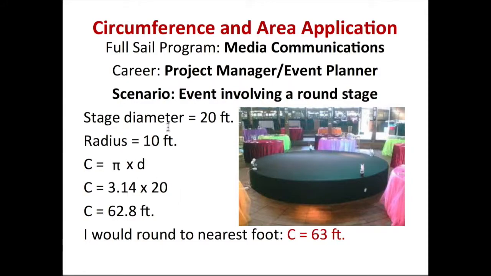So let's say I measured the stage and it was 20 feet in diameter. So that means we'd have a radius of 10 feet going across. The diameter would be 20 feet and the radius from the center to the edge would be 10 feet. So I could take pi times the diameter, which would be the easiest way to find the circumference, which is the distance around the stage. I would take 3.14 times 20, and I would get 62.8 feet. I could round that to the nearest foot and say that I have a stage with a circumference of 63 feet.